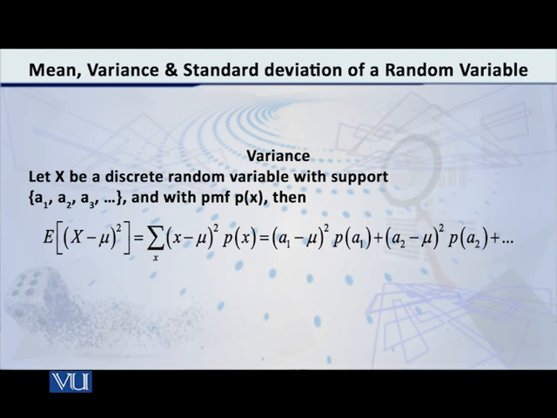Next, let us talk about the variance. So what is variance? Again, let's consider a discrete random variable with support a1, a2, a3, that is, these are the values of that variable. Now if we want to find the variance, what will its formula be? As you know, the variance is given by the expected value of x minus mu whole square. The mean that was being discussed a little while ago is of course denoted by mu. So the expected value of x minus mu whole square, in case of a discrete variable, will be equal to summation x minus mu whole square into p of x.